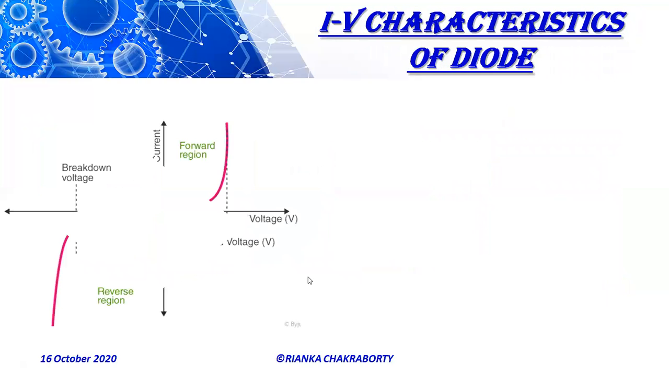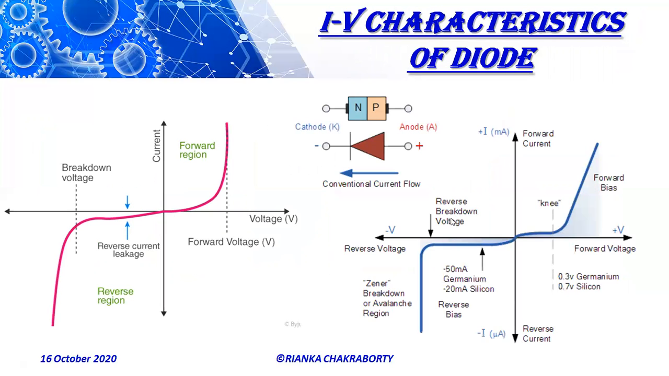So this is the combined characteristics, that is the IV characteristics of diode. This portion is the forward characteristics and this is the reverse characteristics of diode. This is the knee voltage, that is 0.3 volt for germanium and 0.7 volt for silicon.